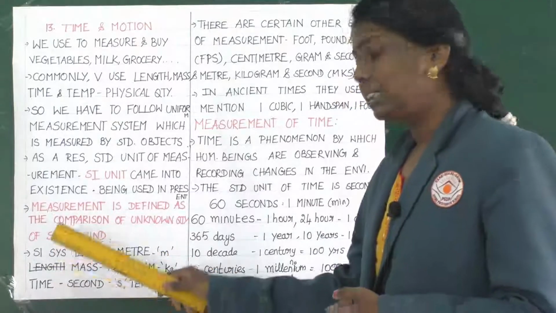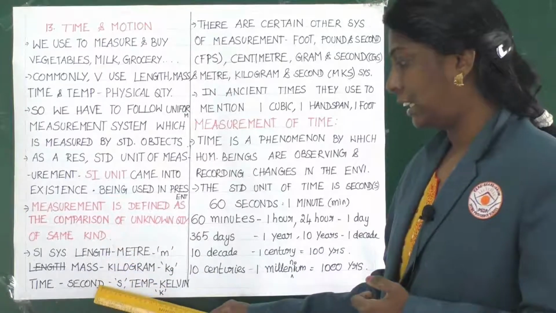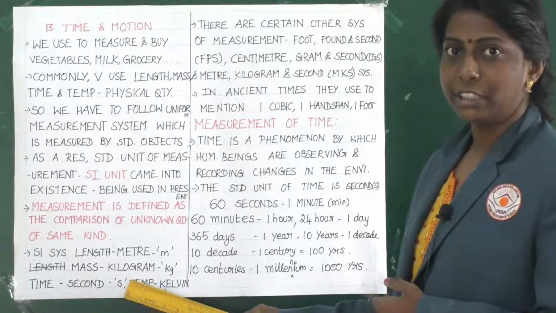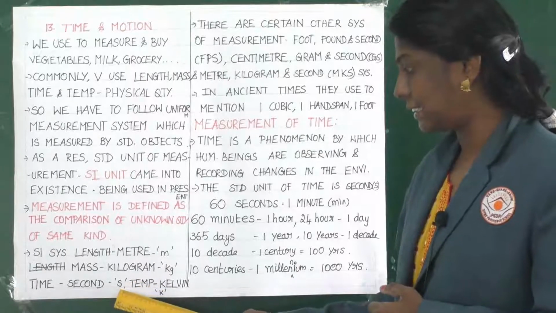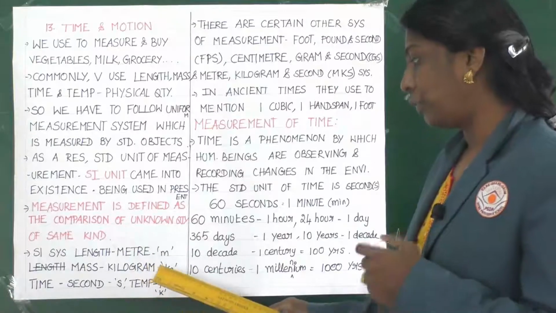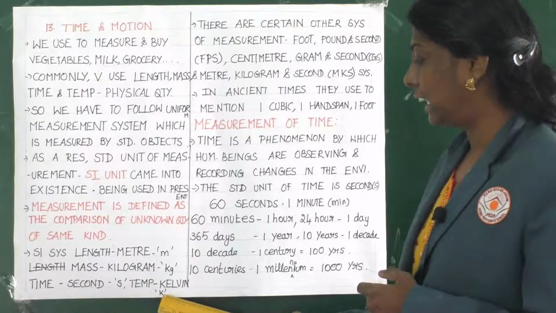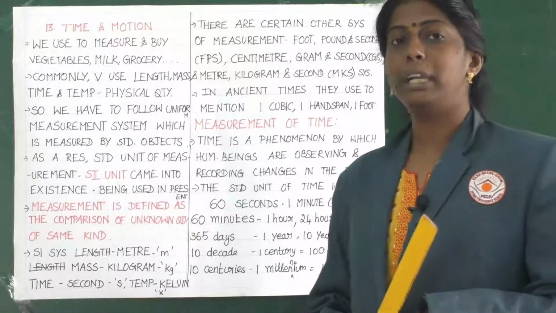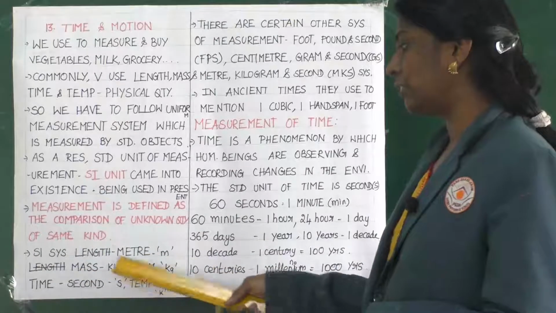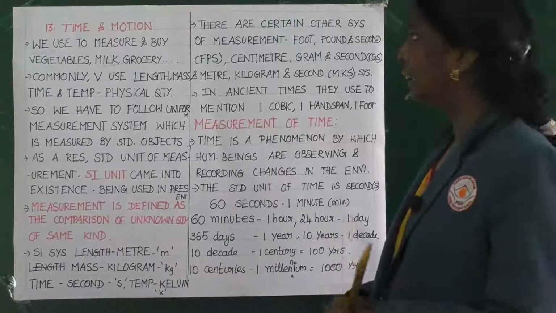Then time. Time is measured in terms of second, which is denoted by the letter S. Temperature is measured in terms of Kelvin, which is denoted by letter K. So for each and everything we are having a specific unit and it's denoted by a specific letter.